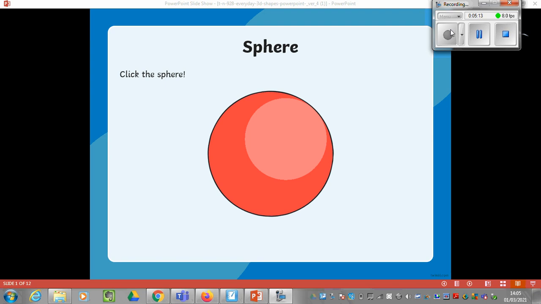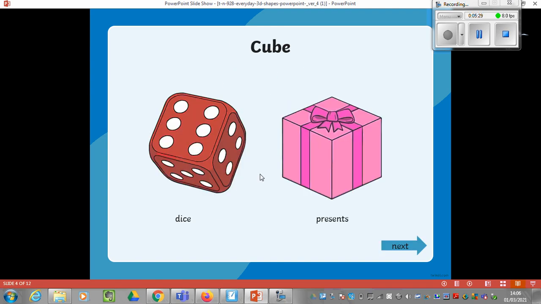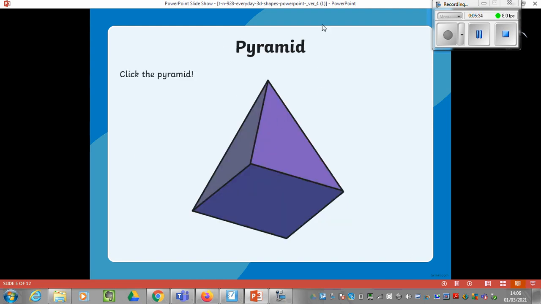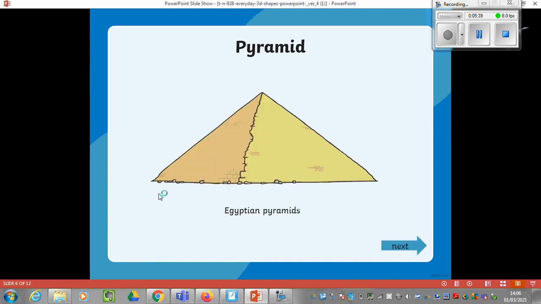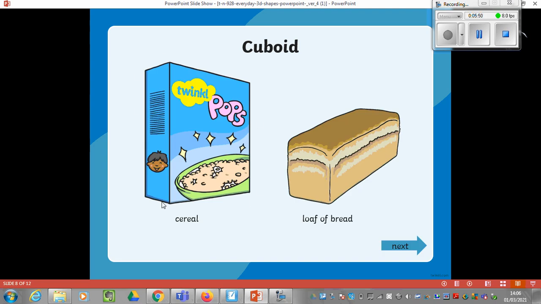Here are some different examples of things you might find around the house. Things like an orange or an earth if you are looking at spheres. If you're looking for a cube, you might find a dice or a present. If you're looking for a pyramid, I mean, you probably don't have one of these in your house, but a pyramid in real life is the Egyptian pyramid. Maybe you've got a Toblerone or something like that. A cuboid, spelt like this, might be a cereal box or a loaf of bread.